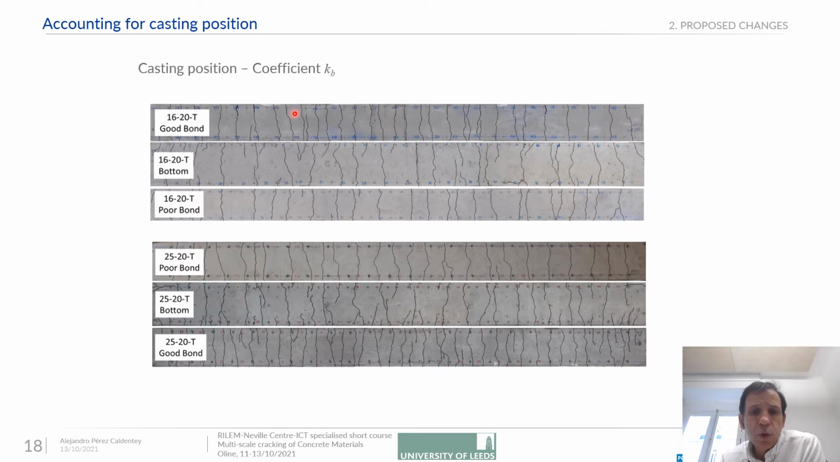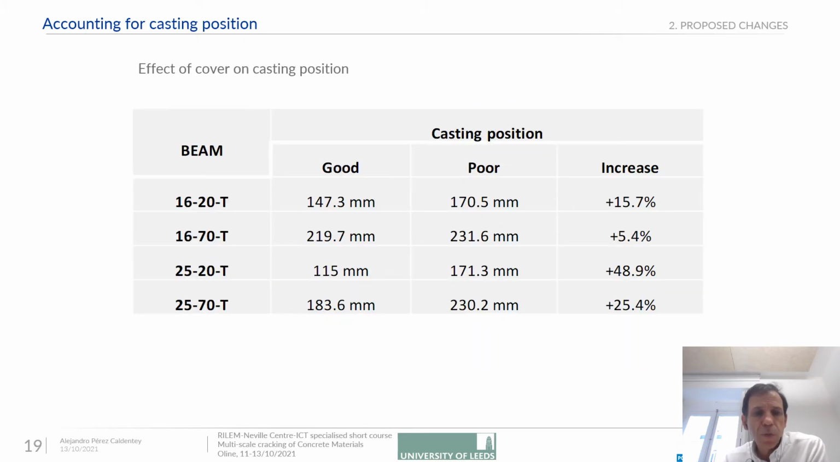This is just to show you the results. You can see here for a 16 millimeter bar and 32 millimeter cover, in the face with good bond conditions, we have many more cracks than in the face with poor bond conditions. And the same happens when we look at the specimen with 25 millimeter bars: many more cracks where we have good bond conditions with respect to the number of cracks in the face with poor bond conditions.